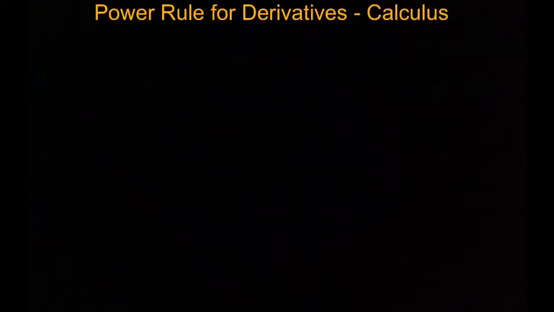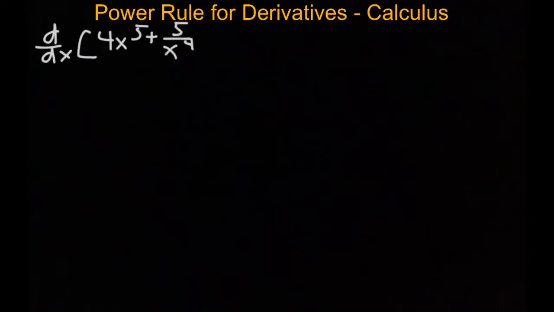On to the third question. So for the third question, we'll have 4x to the fifth plus 5 over x to the fourth plus the third root of x squared.